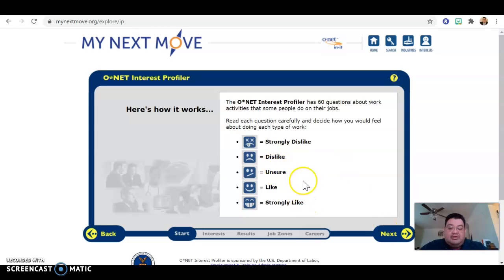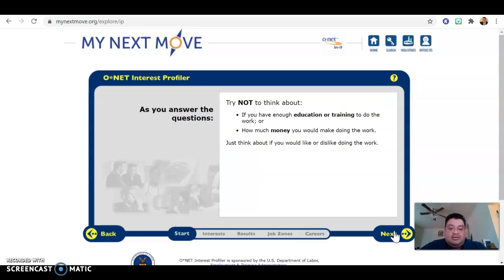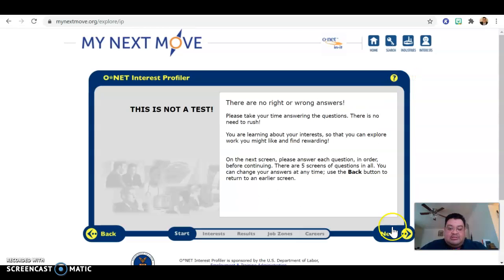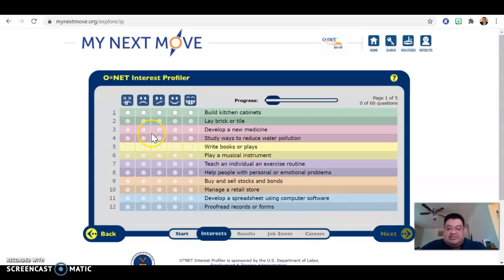This test right here, it matches your personality and your interests with a career out there. And as you read the questions, you'll either answer strongly dislike, unsure, like, or strongly like. There are 60 questions. It's pretty easy. And you just go ahead and answer them all the way through. And then you'll get your results.